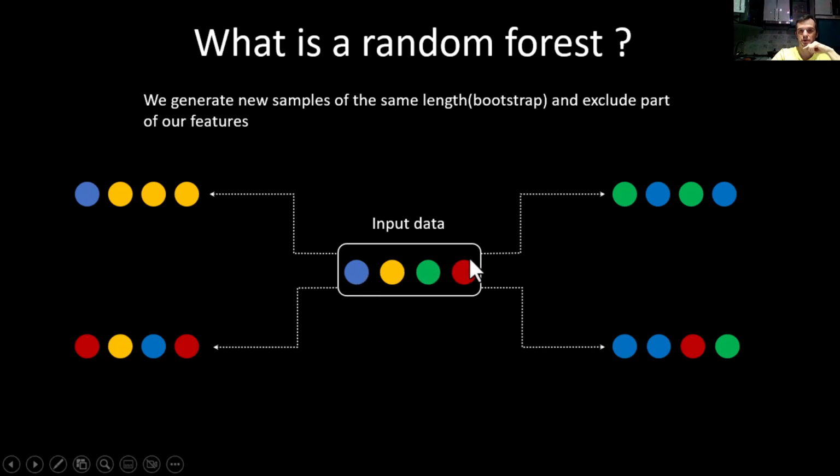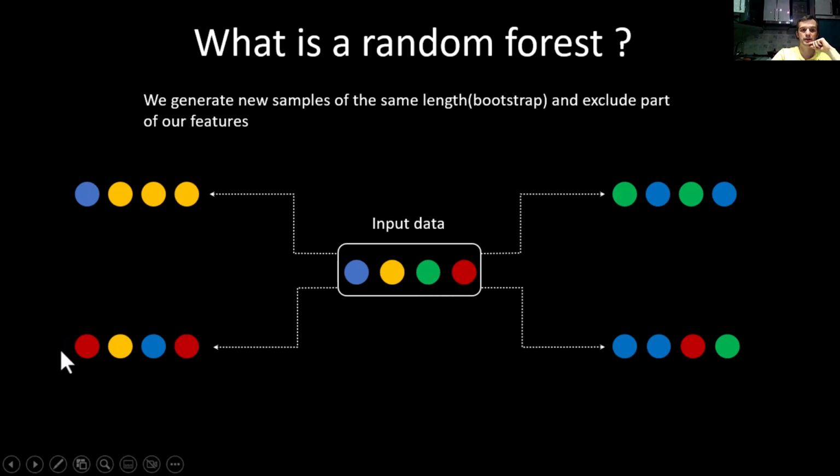We have the original data set, which consists of 4 colored balls: blue, yellow, green, and red. You can imagine that these balls are games. And we have generated 4 data sets. As you can see, the first one consists of 3 yellow balls. So the yellow ball was chosen 3 times. The blue ball was chosen 1 time, and green and red were not chosen once.